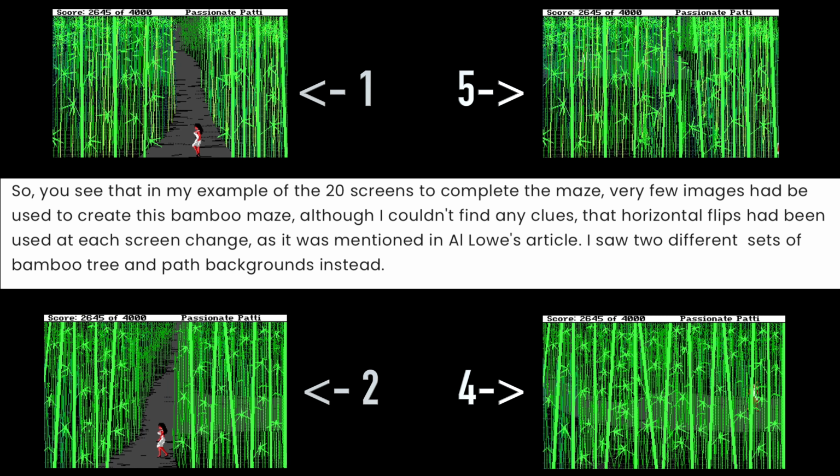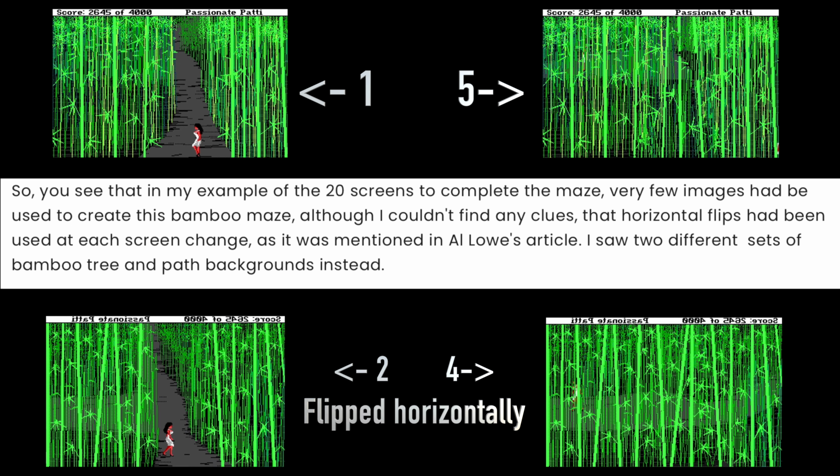So, you see that in my example of the 20 screens to complete the maze, very few images had been used to create this bamboo maze, although I couldn't find any clues that horizontal flips had been used at each screen change, as it was mentioned in Lowe's article. I saw 2 different sets of bamboo tree and path backgrounds instead.